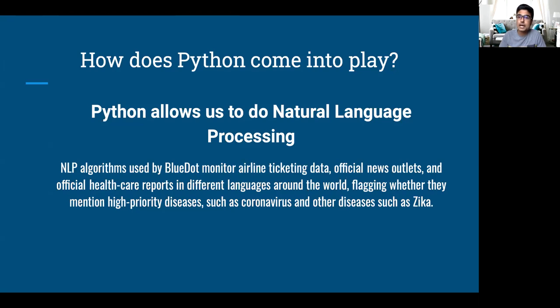Now, in this case, we use Python and natural language processing in the sense that the input data was the airline ticketing data. So this company called Blue Dot, they were using natural language processing, and their input data was this airline data of where people were flying to and a lot of what was happening on the news.